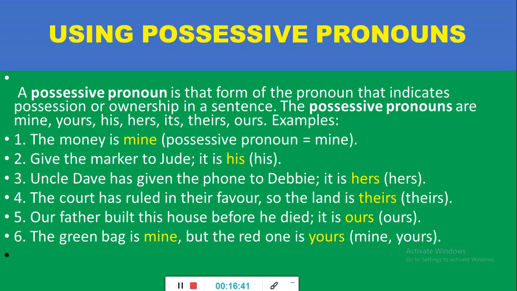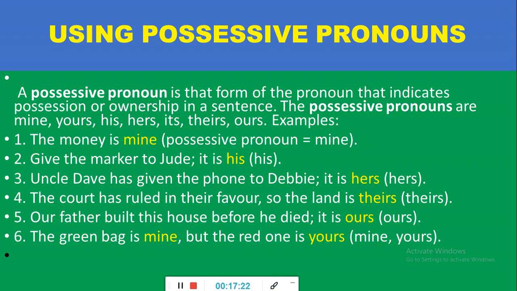The money is mine. Now, I want you to try to differentiate between the possessive pronoun and the possessive adjective, because the majority of English learners tend to confuse possessive adjectives with possessive pronouns. Now, the possessive pronoun refers to someone or something, and can always take the position of a noun.